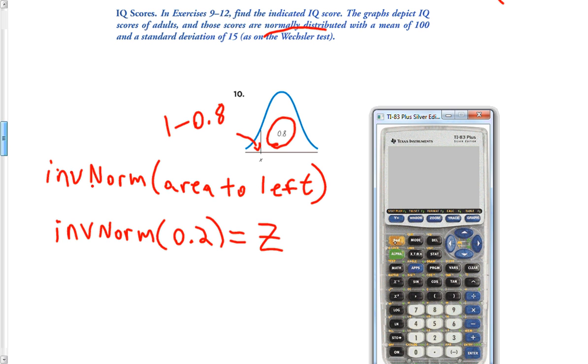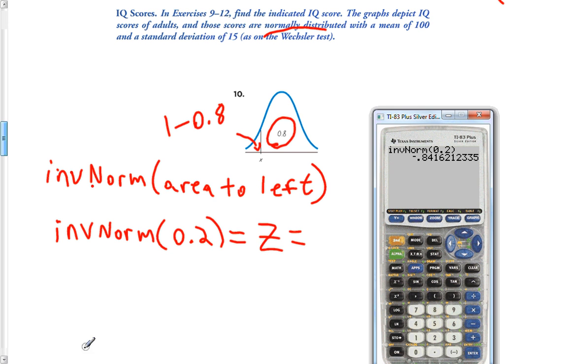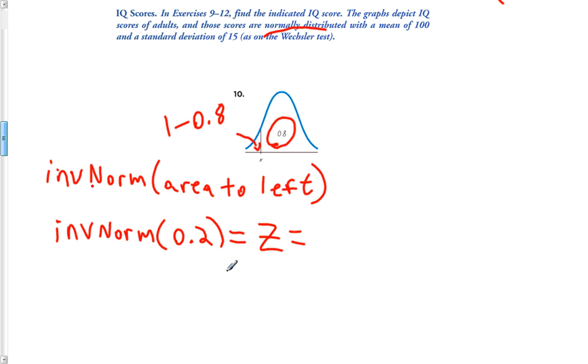We're going to need inverse norm, so we turn it on first. Let's clear it. Then we hit second, and go to distributions, and we want inverse norm, which is number 3. We put in 0.2, which represents the area to the left. Remember, we have to put in the area to the left, and then we press enter. It tells us the z-score is negative 0.84. Remember, we round z-scores to 2 decimal places.